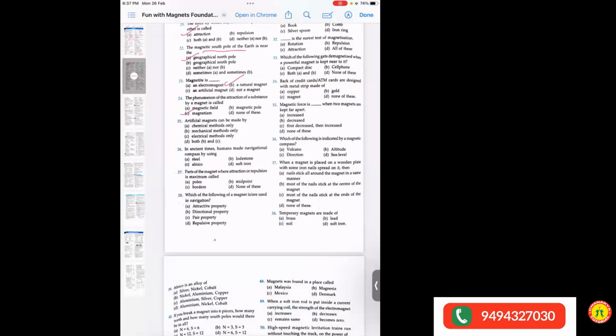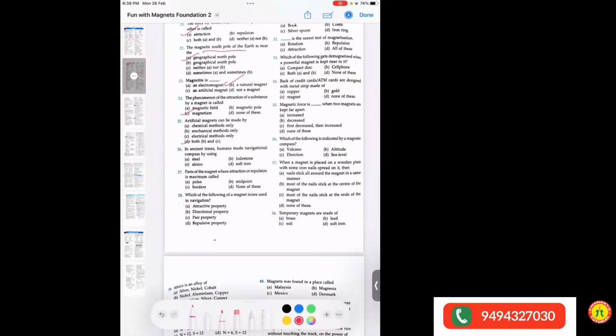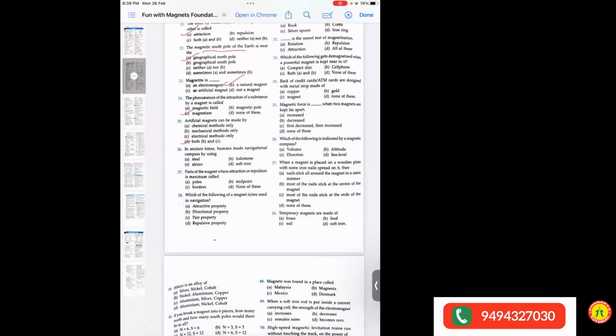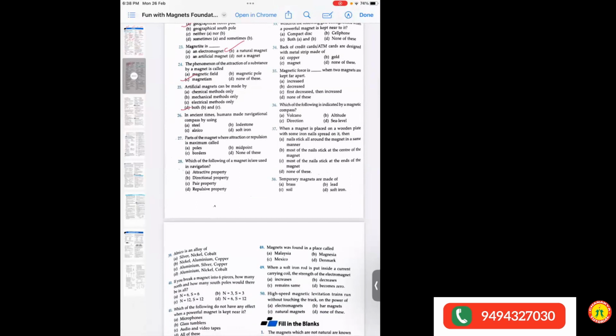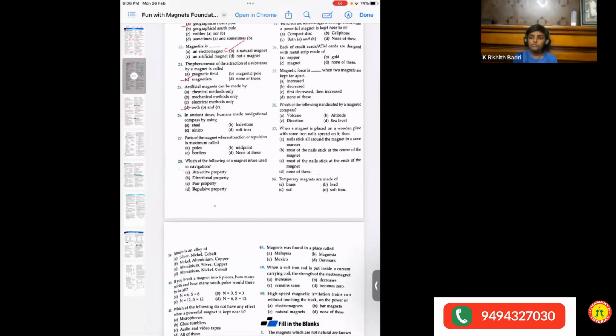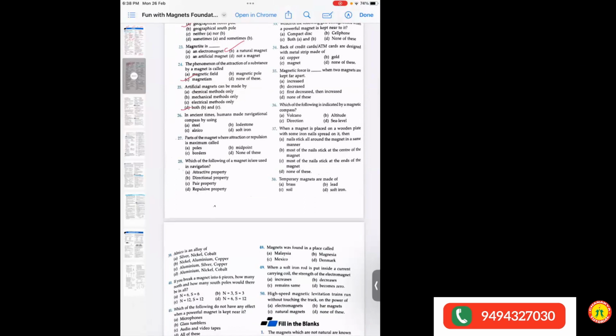Question number 25, Soumya. Yes, ma'am. Artificial magnets can be made by both B and C, ma'am. Correct. So, by using the mechanical method and also by using the electrical methods, we can make artificial magnets. Ma'am, using chemical methods also, no? No, magnets cannot be made by using chemicals. Okay, ma'am.